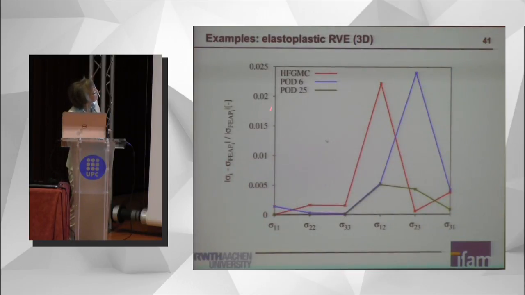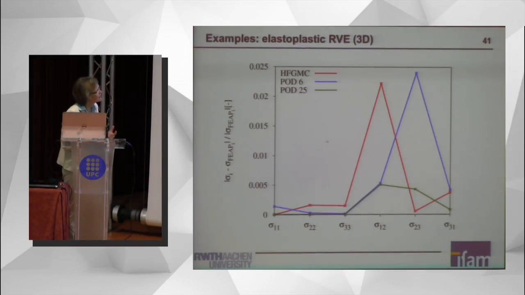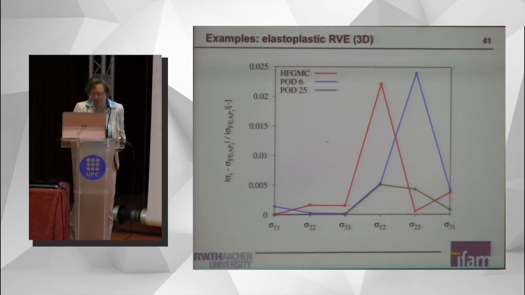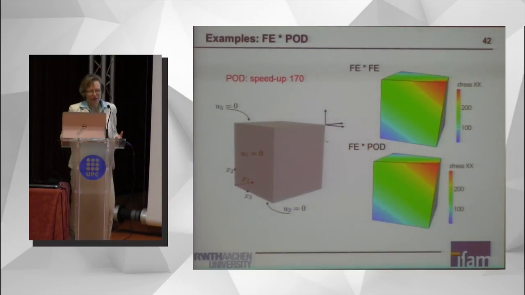If you put this down, you see for the HFGMC here a quite big error for the stress 1, 2. For our method, this error is even higher for the 2, 3 shear stress. But actually, you can bring it down by simply using more degrees of freedom, which is clear. No? This is well known for the POD method, but it's nice that one can see this here also. And it's really brand new work, I have to say.